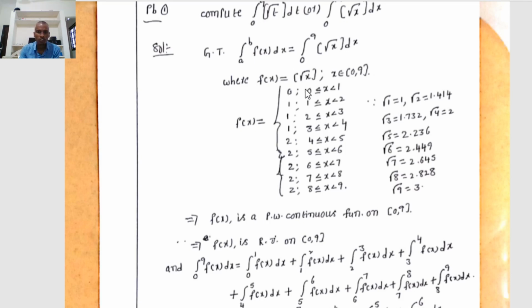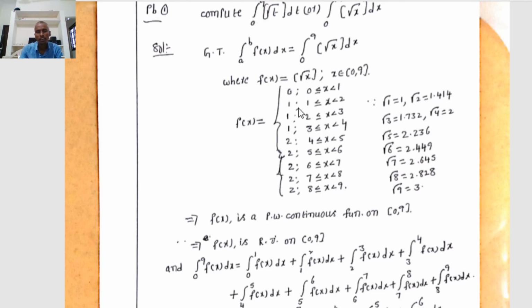Here we substitute x equal to 0 and any real number between 0 and 1. That implies the integral part of root 0 equals 0, and the integral part of root 0.9, which also lies between 0 and 1, equals 0. Therefore the integral part of root x, where x lies between 0 and 1, is equal to 0.